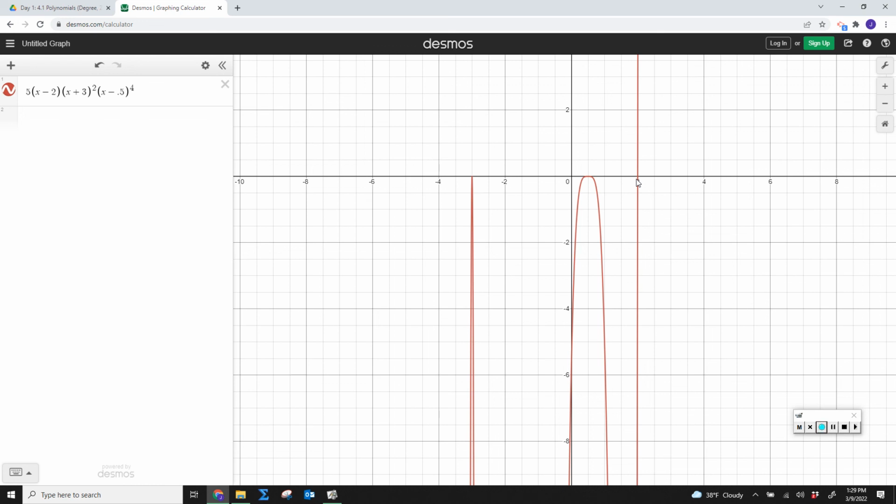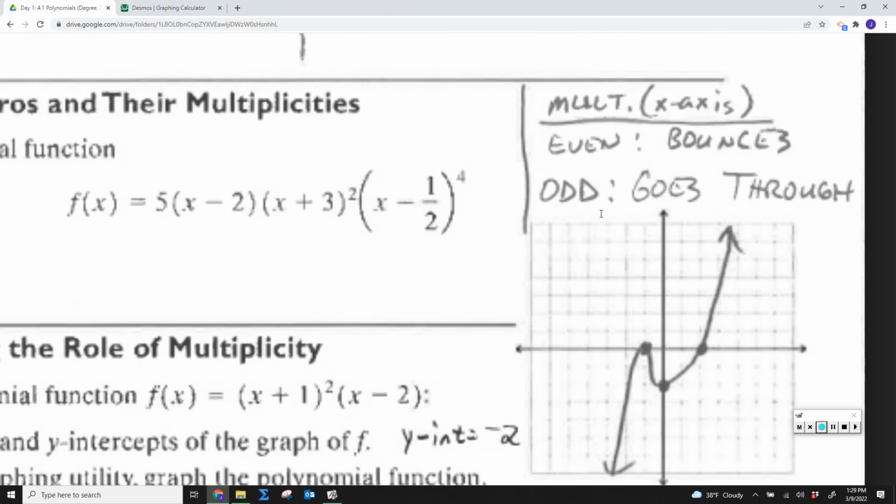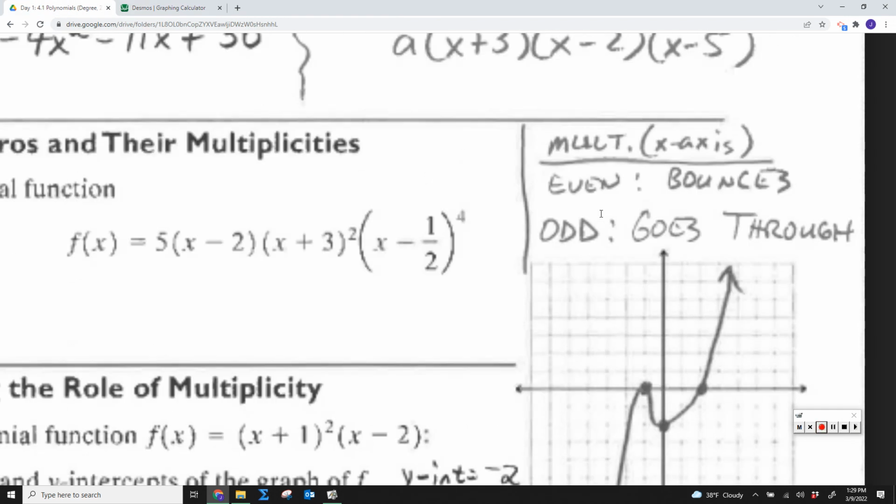Y'all see it? So basically the main idea, somehow I want you to sum that up. Multiplicity, if it's even, it bounces, whatever word you want to say right there. And if it's an odd multiplicity, the graph is going to go through at that zero. Now you can develop rough sketches of these graphs and answer questions very quickly.